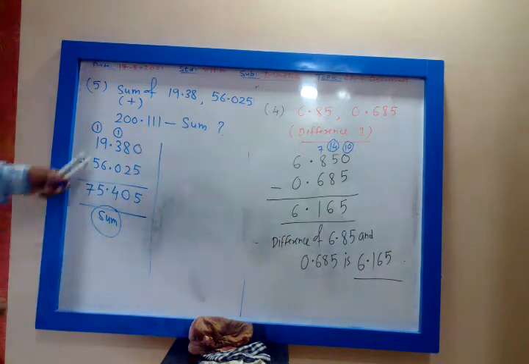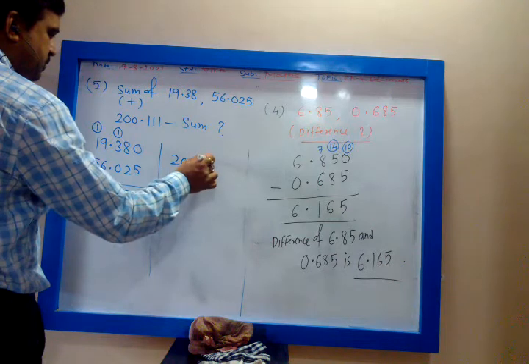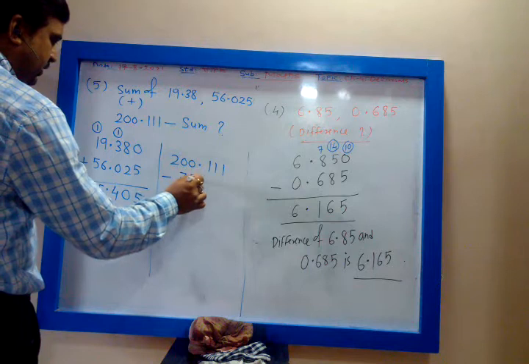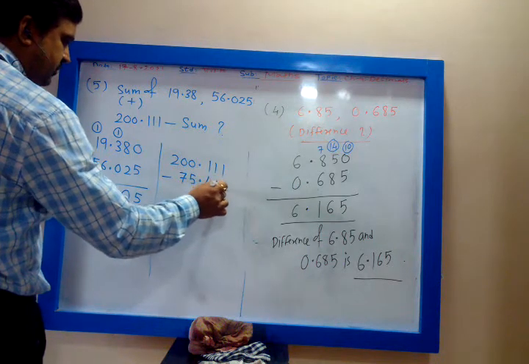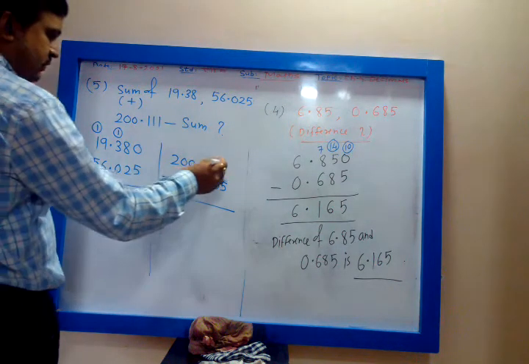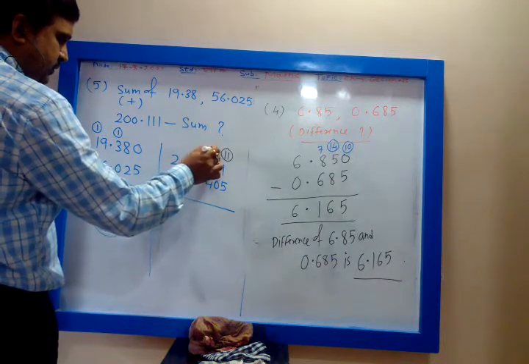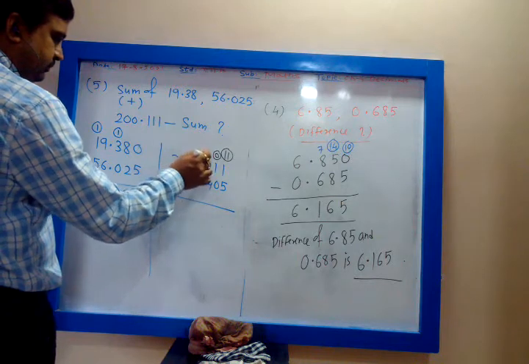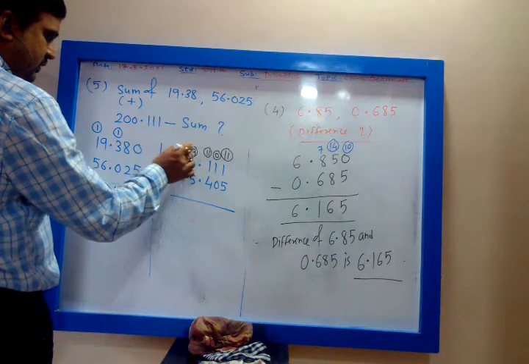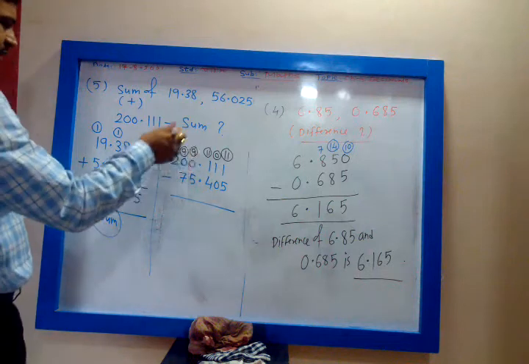Now this sum I have to subtract from 200.111. So 200.111, I have to subtract minus 75.405. So let us subtract. This 1 is smaller, so 1 will become 11. This is 1, so 1 will become 0. 1 will become 11. Then 0 will become 9. Then 0 will become 9. Correct. 1 is carried there.